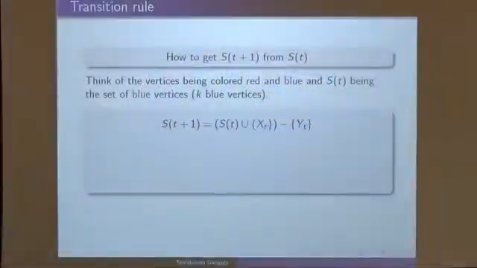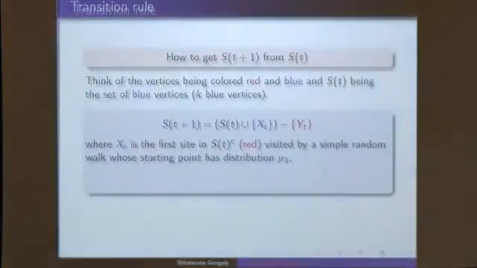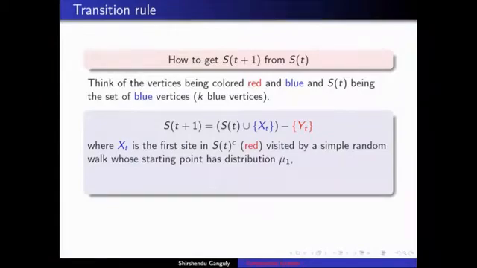Okay, so first I have to add one point x_t. I have these two measures mu1 and mu2. So I start a random walk on the graph with initial starting distribution mu1, and then I wait till it hits the complement of S_t. S_t has size k, I start my random walk and look at the first site which it hits that is red, and that I include in my set S_t. So S_t union x_t is now a set of size k plus 1.